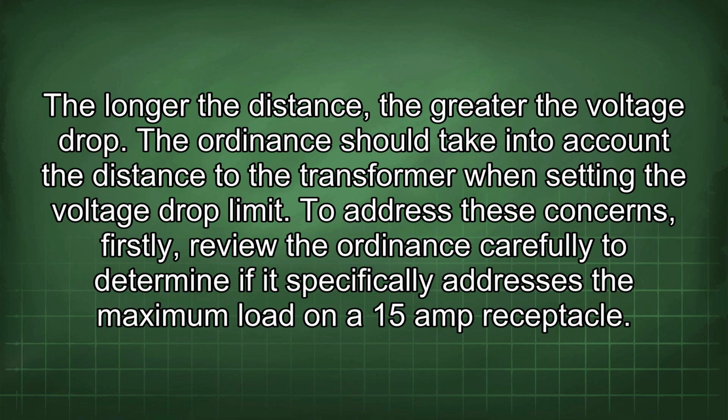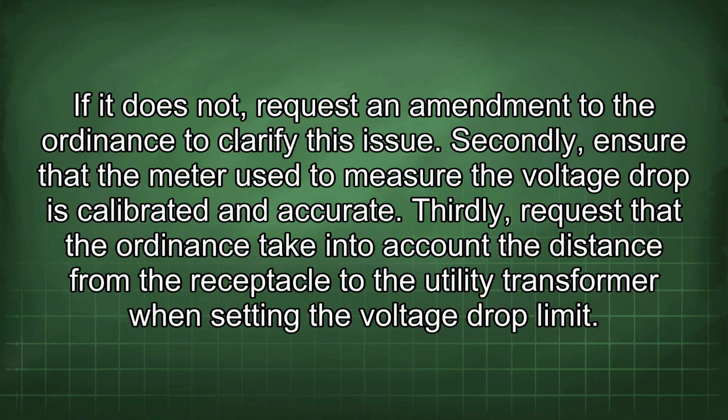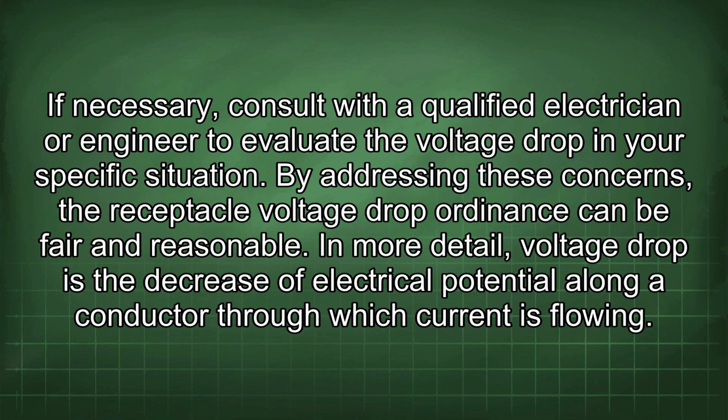To address these concerns, firstly, review the ordinance carefully to determine if it specifically addresses the maximum load on a 15-amp receptacle. If it does not, request an amendment to the ordinance to clarify this issue. Secondly, ensure that the meter used to measure the voltage drop is calibrated and accurate. Thirdly, request that the ordinance take into account the distance from the receptacle to the utility transformer when setting the voltage drop limit. If necessary, consult with a qualified electrician or engineer to evaluate the voltage drop in your specific situation. By addressing these concerns, the receptacle voltage drop ordinance can be fair and reasonable.